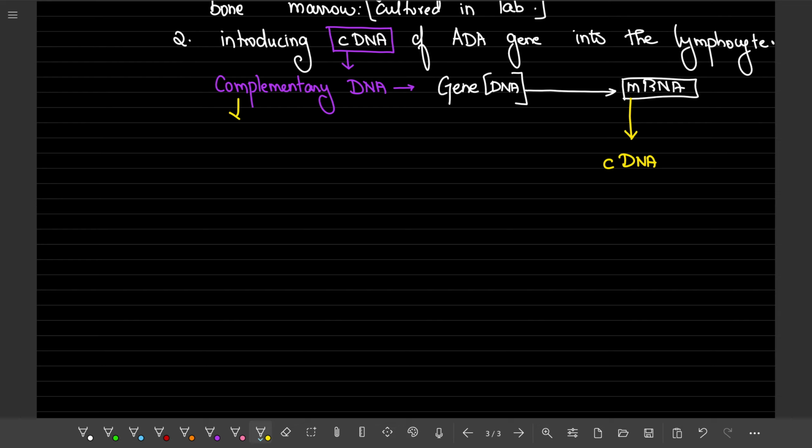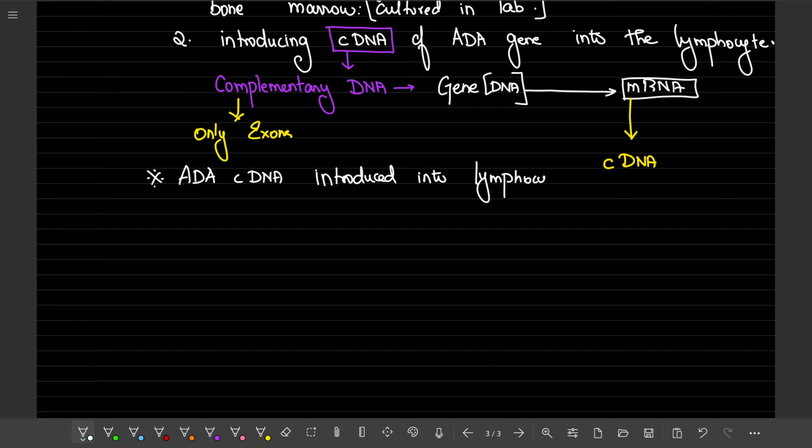Okay, so that is why we are using a cDNA, a complementary DNA. Essentially, that means only what is present? Only exons, only the coding part. Easy to control, easy to regulate, easy to put into a cell, and faster it is going to be showing immediate responses. So that is the reason why ADA cDNA is going to be introduced into the lymphocytes. Please write now.